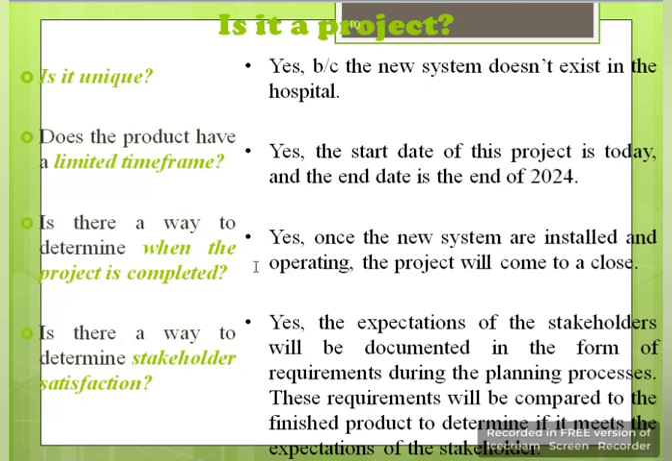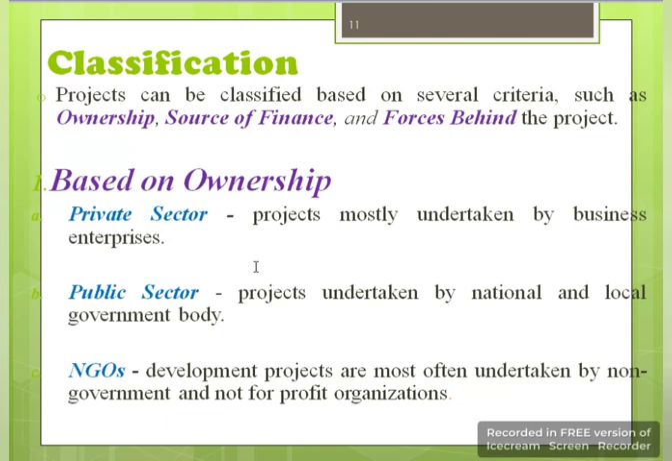Classification of project. Projects can be classified based on several criteria, such as ownership, source of finance, and forces behind the project. First, based on ownership. Private sector: projects mostly undertaken by business enterprises. Public sector: projects undertaken by national and local government bodies. NGOs: development projects are most often undertaken by non-government and not-for-profit organizations.